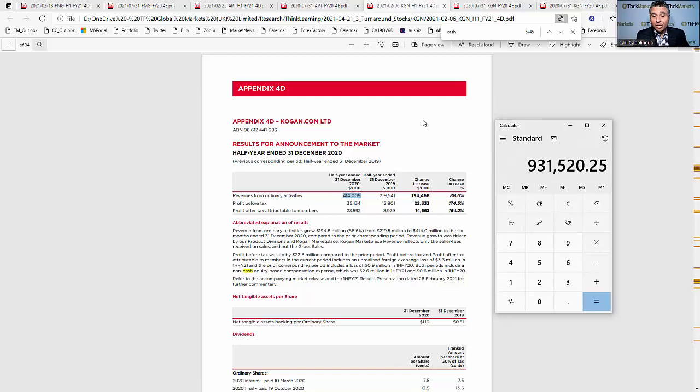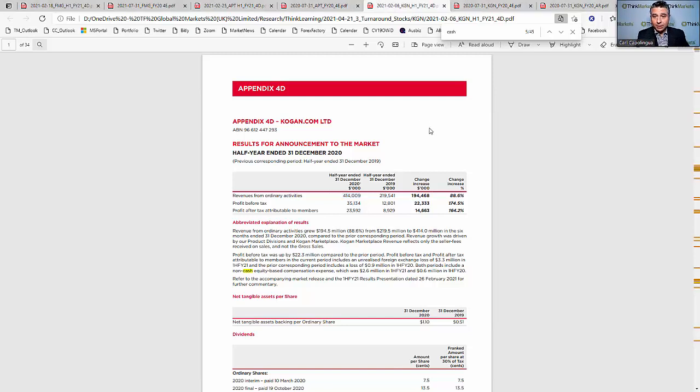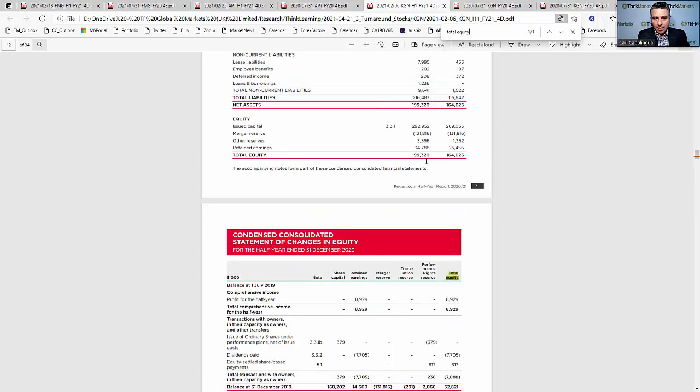The final ratio we need to find data for is the return on equity. So let's search for total equity, and up on screen straight away, it's this line here. Current period, 199.3 million. Previous period, 164.025 million. That's the bottom line of the equation taken care of.